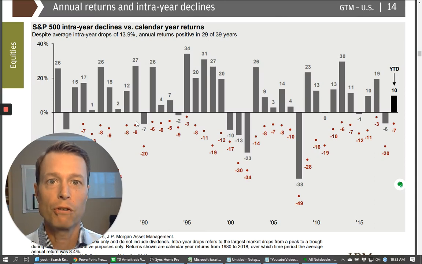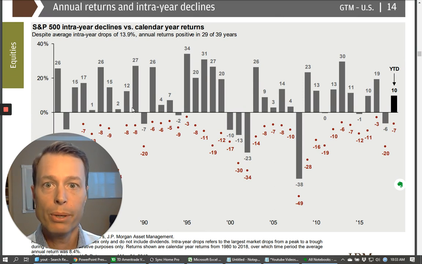Hello, this is Rick Komarek, Certified Financial Planner, and today I'm bringing you a very cool investment chart titled Annual Returns and Intra-Year Decline. So how do we read this chart?